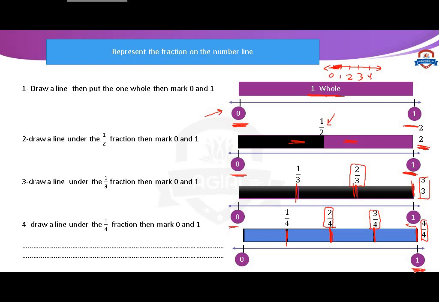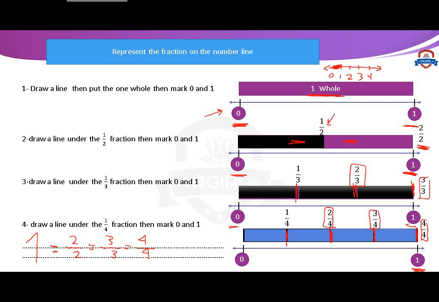So we can write here one whole equals 2 over 2, 2 halves equal 3 thirds equal 4 quarters. Is this easy? One whole equals 2 halves equals 3 thirds equals 4 fourths or 4 quarters.